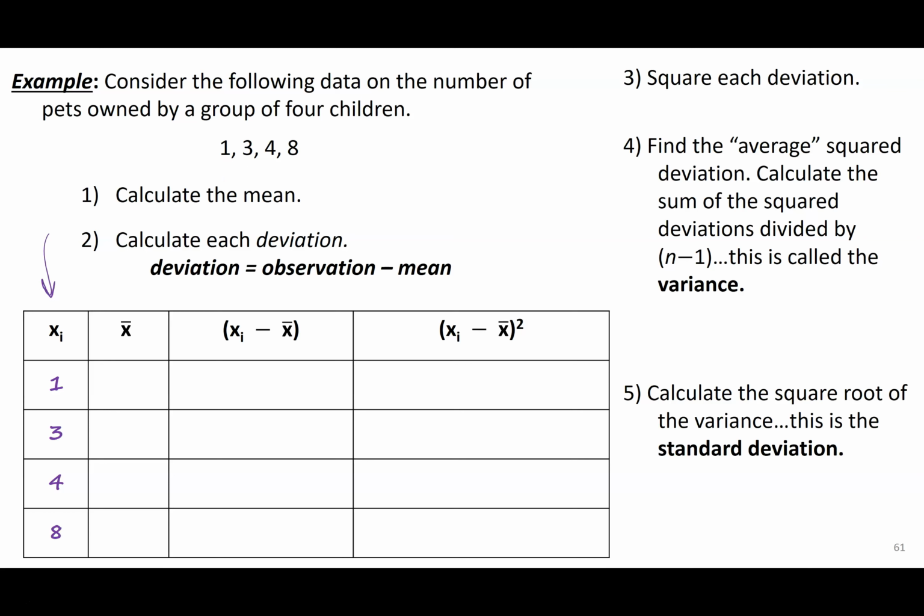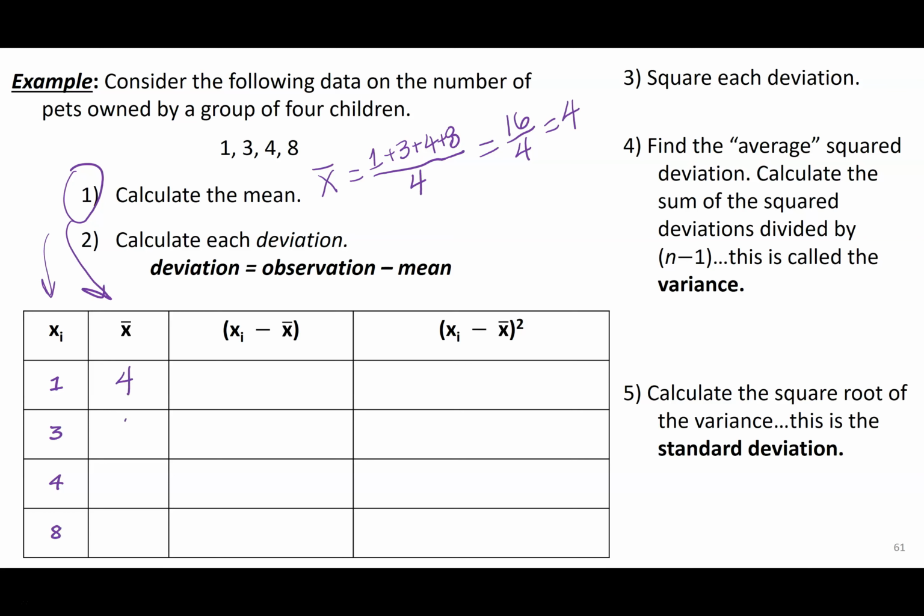So I put each of those observations in as x i. There are four observations, so I get four rows. Then my first step is to calculate the sample mean. So x bar is equal to 1 plus 3 plus 4 plus 8, and there are four children. So I'm going to end up getting 16 over 4. Definitely feel free to double check that. So it should be 4. So on average, these four children said that they have four pets.